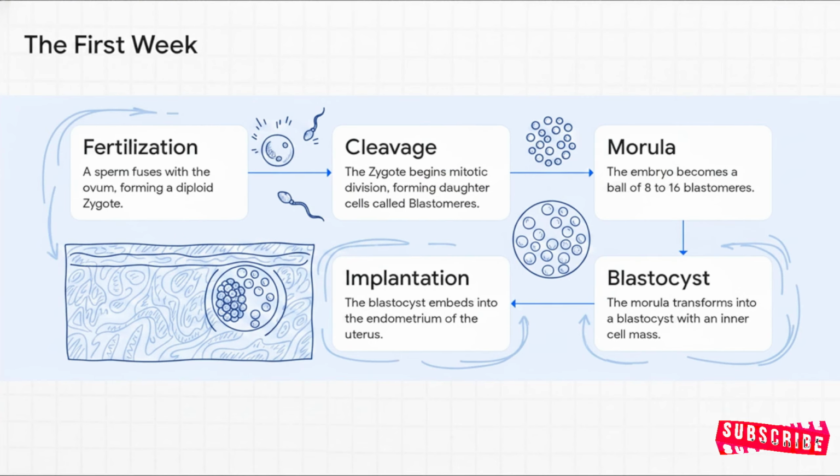Okay, so once that one lucky sperm fuses with the egg, a brand new single cell is formed, called a zygote. And right away, it gets to work. It starts dividing, a process called cleavage, and it quickly becomes this little ball of cells called a morula. As it's traveling down towards the uterus, the morula keeps developing and turns into a blastocyst. And then comes the final, absolutely critical step, implantation. That's when the blastocyst snuggles in and embeds itself into the uterine wall. And that, right there, is the official start of a pregnancy.